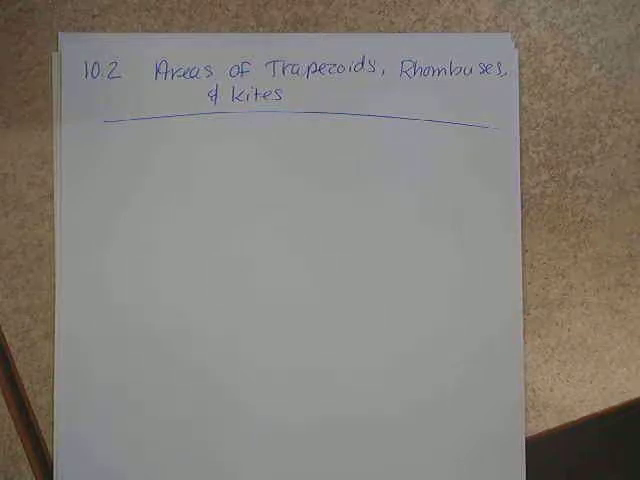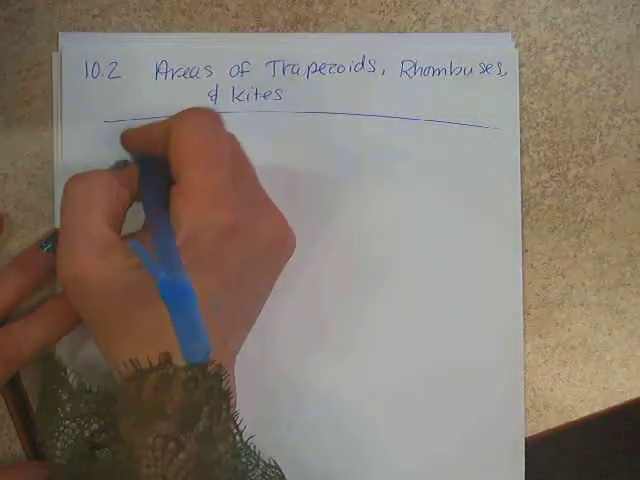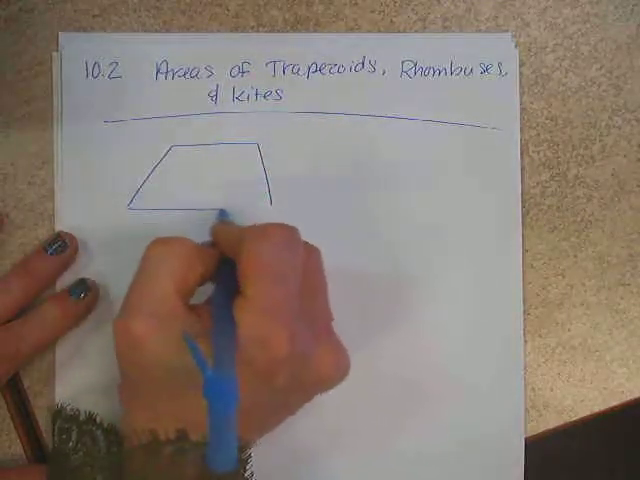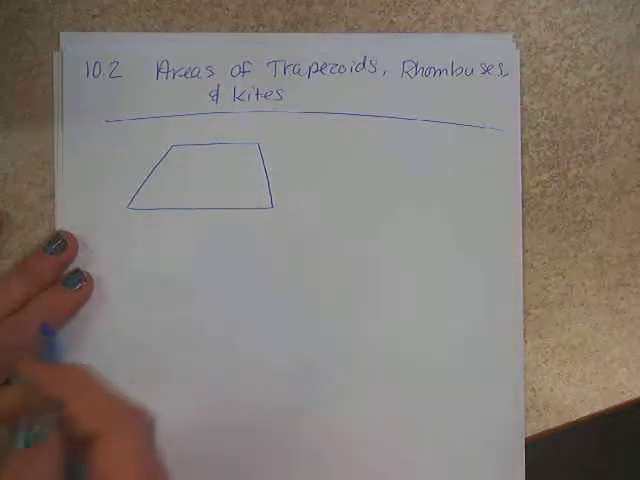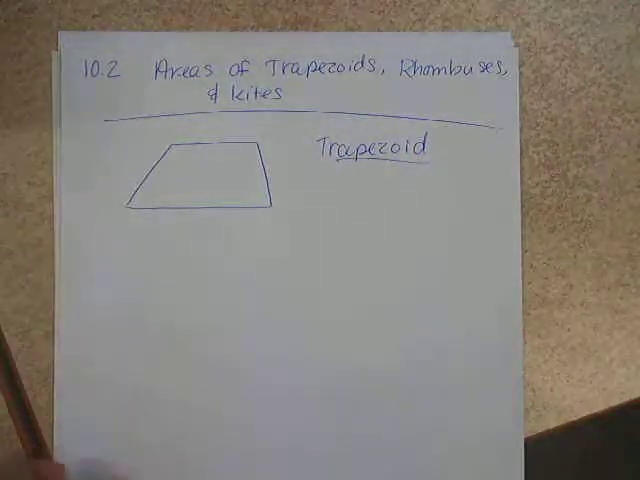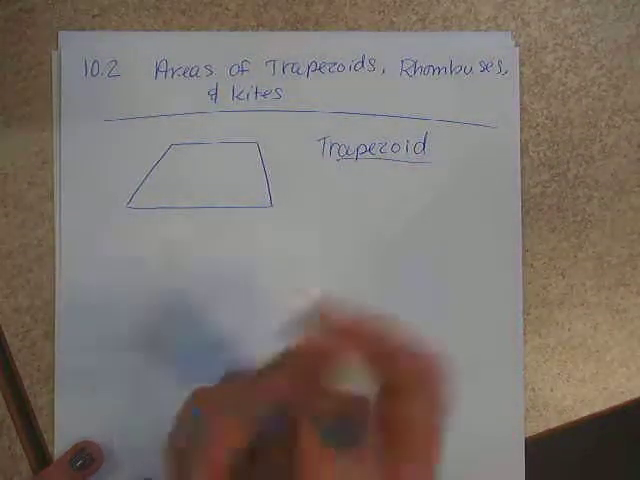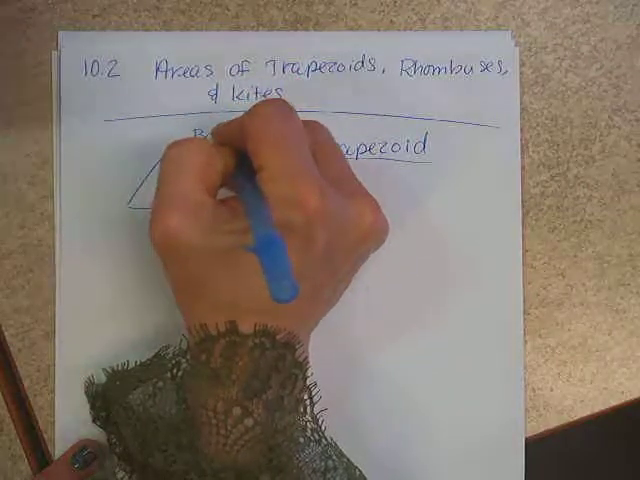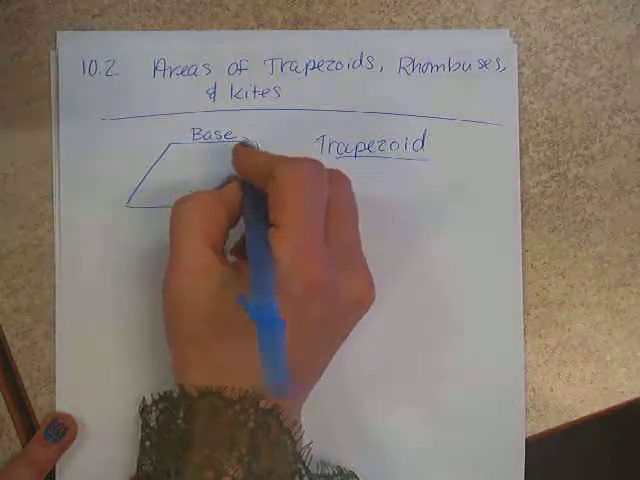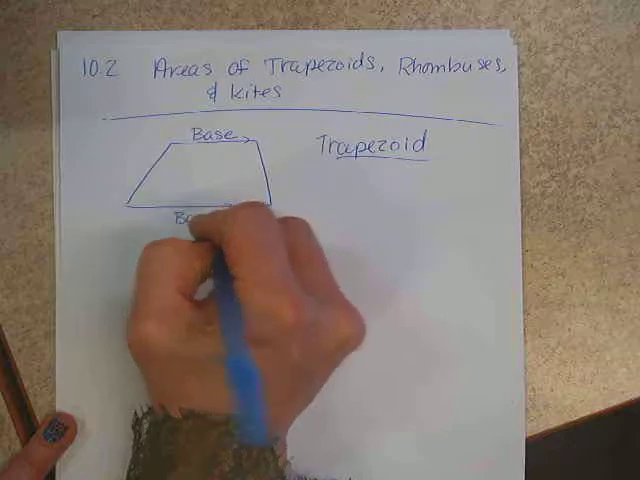We're dealing with trapezoids, rhombuses, and kites. First one we're going to talk about is the trapezoid. Remember, in the trapezoid you have bases that are parallel. Sometimes that comes in handy.